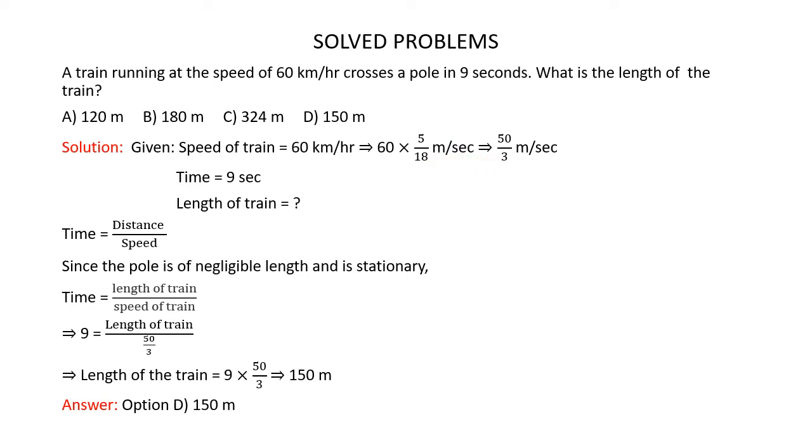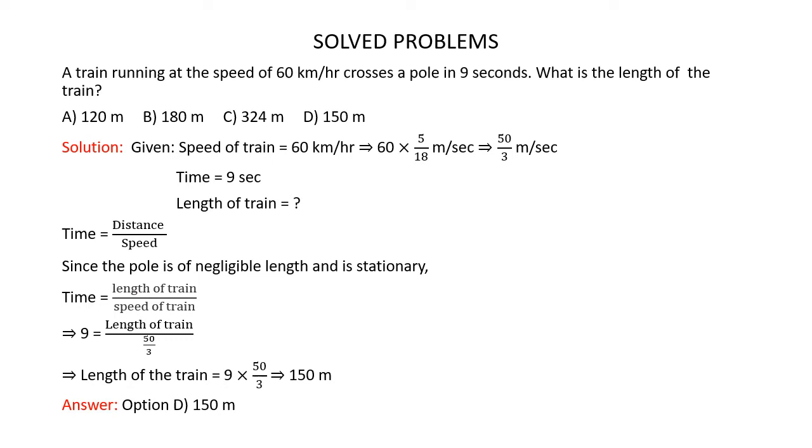Now it's given that the time taken by the train to cross the pole is 9 seconds and we're asked to find the length of the train. Now we know that time is equal to distance upon speed. Since the pole is of negligible length as compared to the length of the train, distance will be nothing but the length of the train. Since the pole is stationary, speed will be the speed of the train.